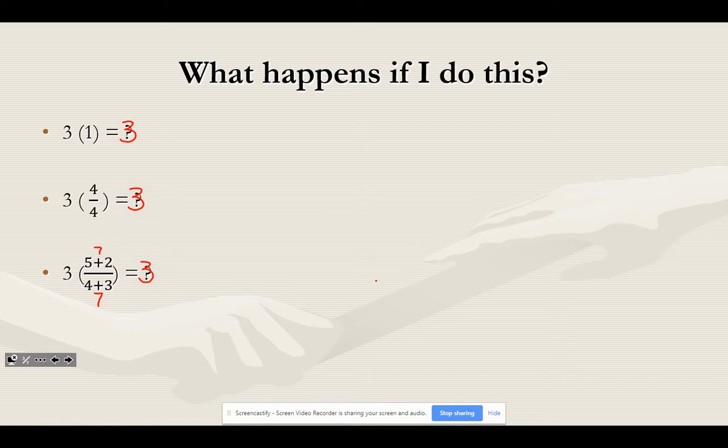The point behind this is that we made 1 look 3 different ways. And that is essentially what we are going to be doing in this lesson, is that we are going to make the number 1 look several different ways.